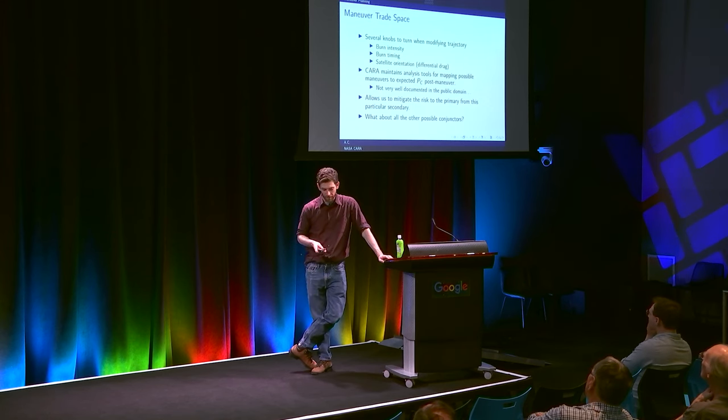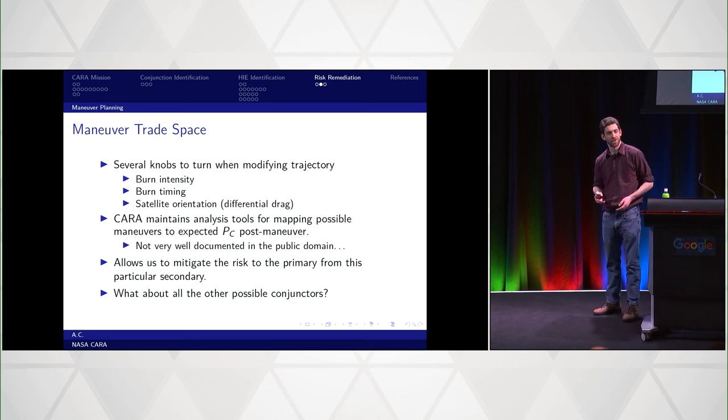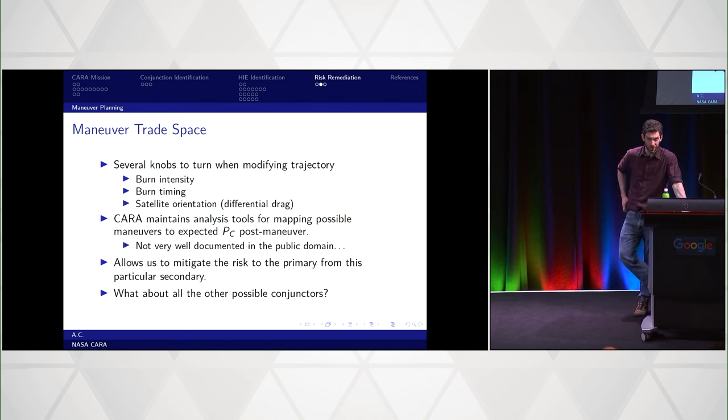But what's the something that we do? We have actually a lot of options for exploring maneuver trade space. We have the intensity of our burn, we have the timing of that burn. Some missions get really slick and reorient themselves in space, which is doing something called differential drag, where by reorienting themselves in space, they change the amount of surface area that they are presenting to the atmosphere as they're moving through it, and change their drag coefficient, which changes their trajectory. This is a pretty uncommon technique, but it's just like really cool, so I have to mention it here.